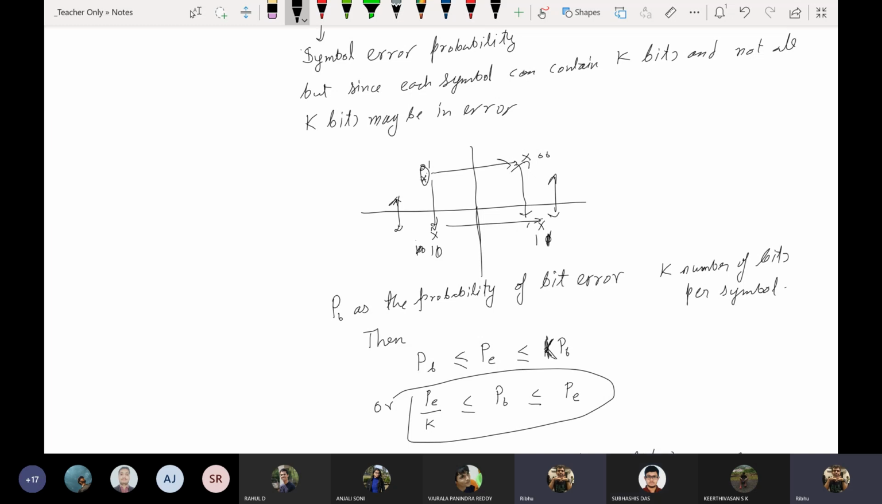The error is independent. Any 2 bits can be in error. A sequence of errors is less likely. A continued run of errors is less likely, but it is still possible.